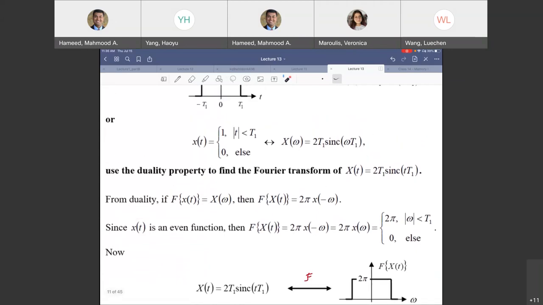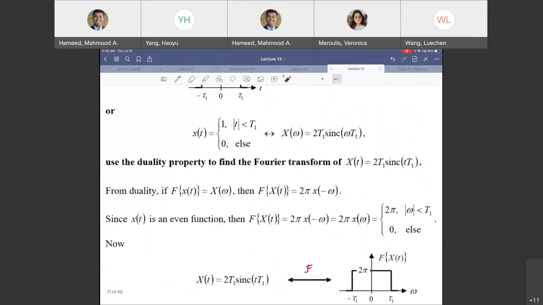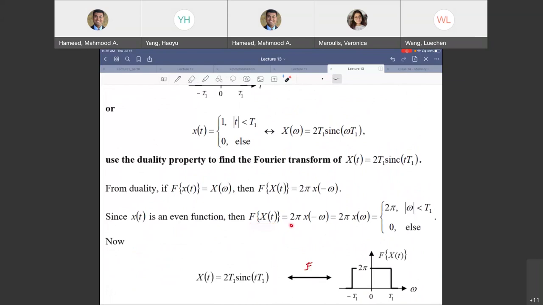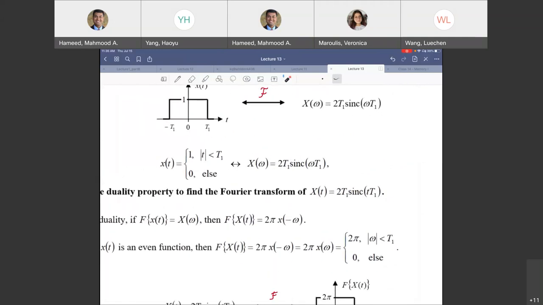x of t is an even function. Yes? So if x of t is an even function, then the Fourier transform of cap x of t is 2 pi x of minus omega, and x of omega and x of minus omega are the same. So it's 2 pi x of omega, which is going to be what? 2 pi between negative t1 and t1 and 0 otherwise. All of this to say this, right? If the Fourier transform pair over here is okay, then the Fourier transform of this guy is going to be what? We need a factor of 2 pi, right? And then what do we need? We need a rectangle, right? 2 pi times a rectangle that has been flipped, but it is an even function. So you flip it or you don't, it doesn't matter. That's what we are getting over here. But this is in time, so this is in frequency.